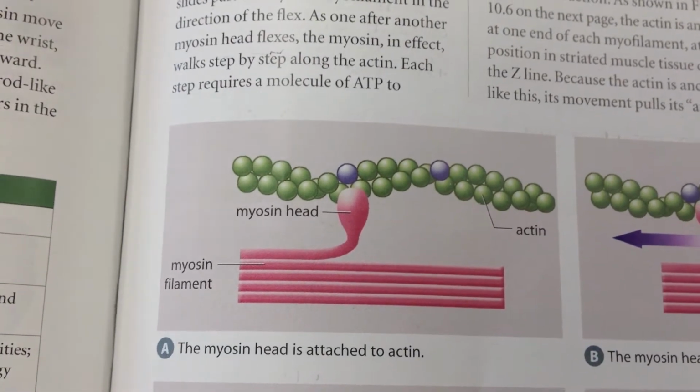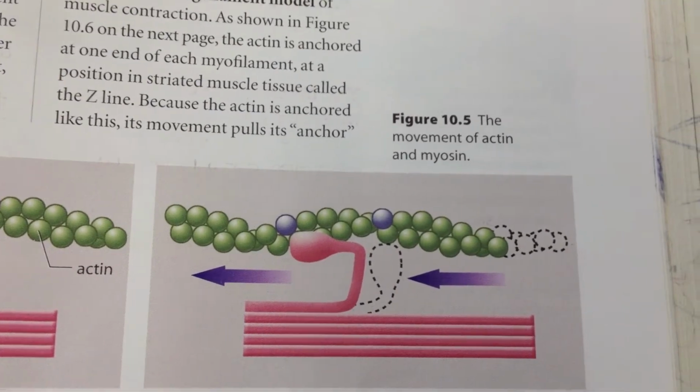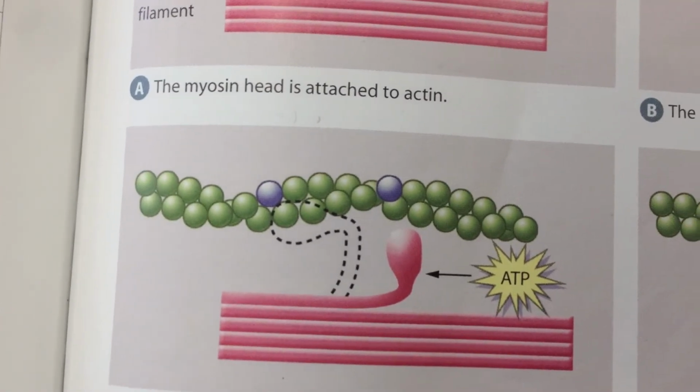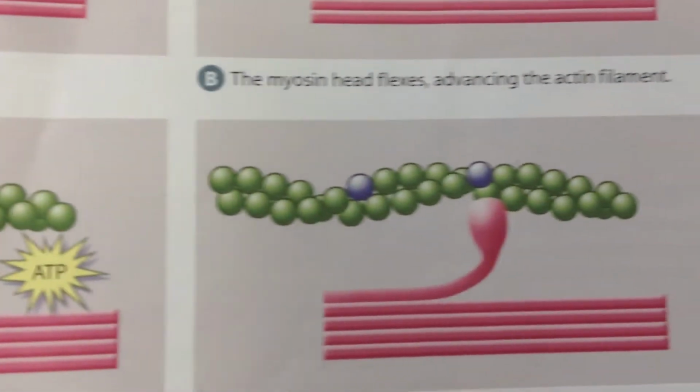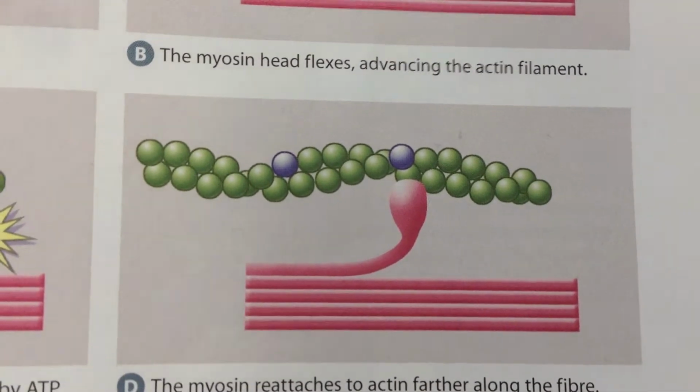The myosin head is attached to the actin. The myosin head flexes, advancing the actin filament. The myosin head releases and unflexes, powered by ATP. Myosin reattaches to actin farther along the fiber.